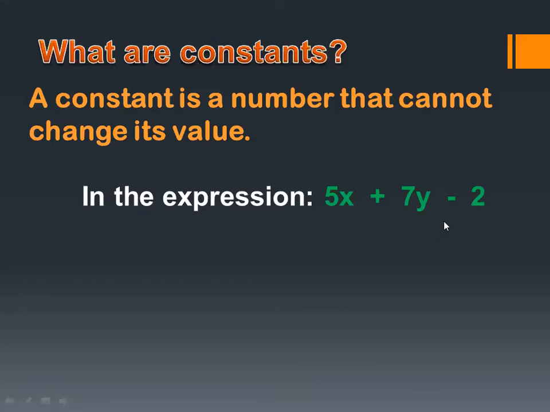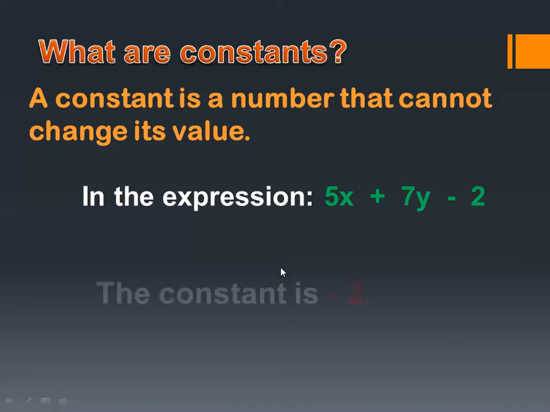It will become one term. And here you have 2, which means you cannot change the value of this 2. So what will 2 be? 2 is your constant. If no variable is written with the number, then the number is called a constant. If a variable is written with the number, then the number is called a coefficient. This is a coefficient, 7 is a coefficient, but 2 is your constant.